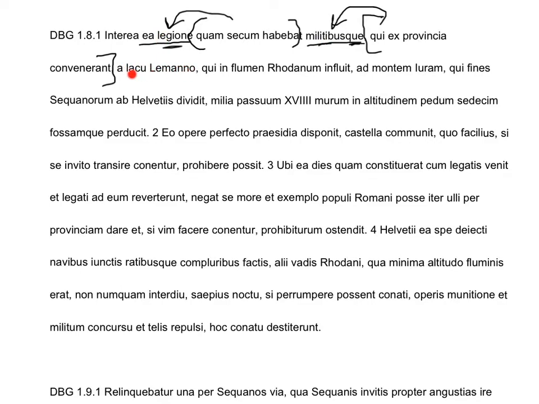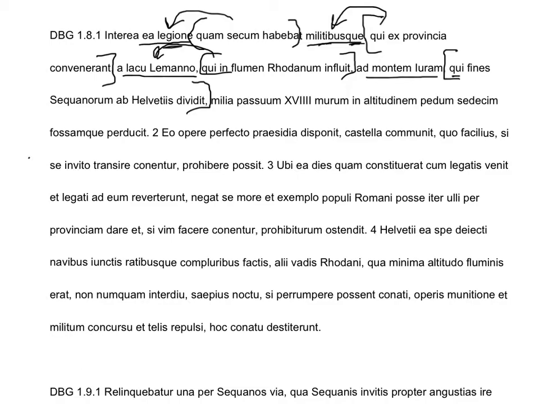From Lake Geneva, prepositional phrase, nice big chunk there. Oh, and then, look, another relative clause to describe Lake Geneva. What do we know about Lake Geneva? Qui in flumen Rhodanum influit. That's not so bad. To Mount Jura, and guess what? Relative clause, and a prepositional phrase, and another relative clause. Caesar is basically giving us all the nouns in the sentence with relative clauses describing them. We've got two ablatives here, prepositional phrase, relative clause, prepositional phrase, another relative clause.